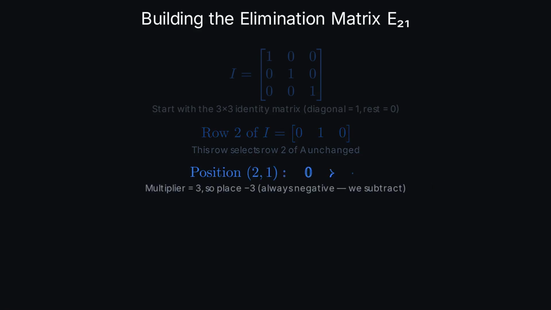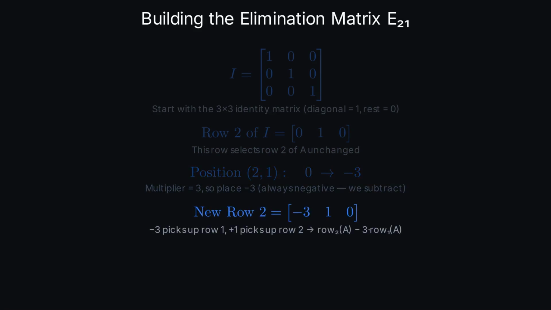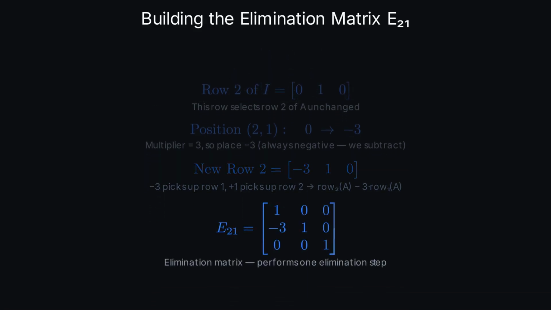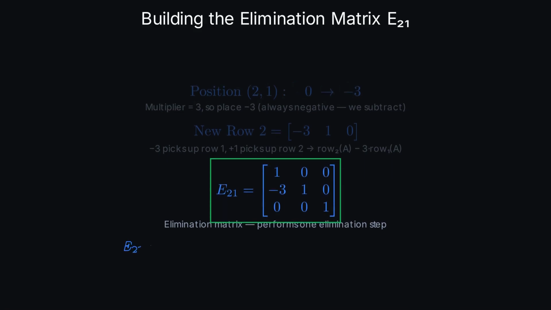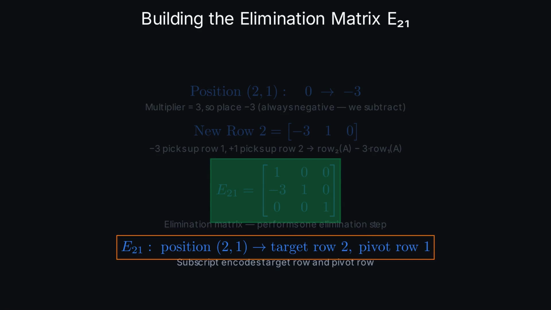So here's the key move. We replace the 0 in position 2, 1 with negative 3. Row 2 of our matrix becomes negative 3, 1, 0. Notice the multiplier was 3, so we place negative 3. It's always negative. That's because we're subtracting. And this gives us E₂₁, an elimination matrix, a matrix that performs a single elimination step. And the subscript is a helpful mnemonic. E₂₁ means the target is row 2.